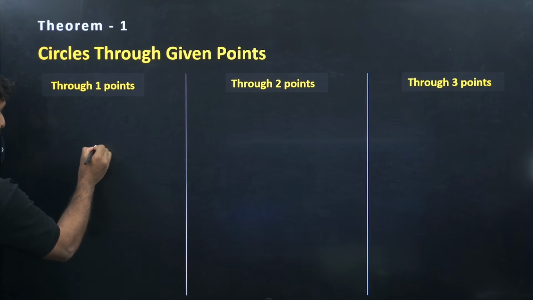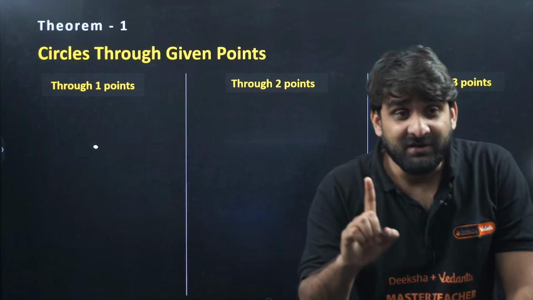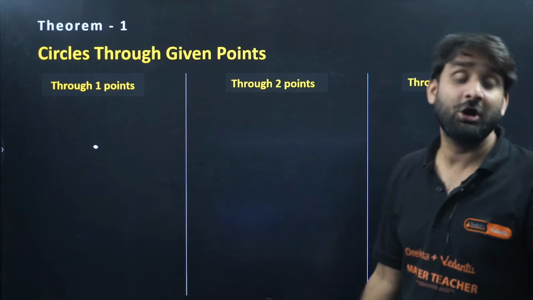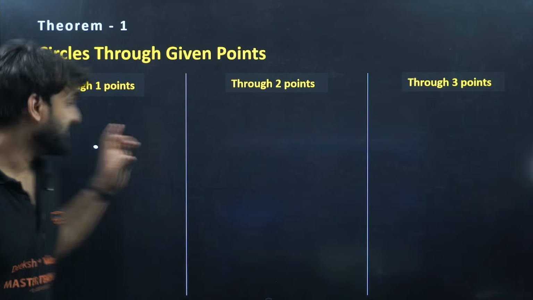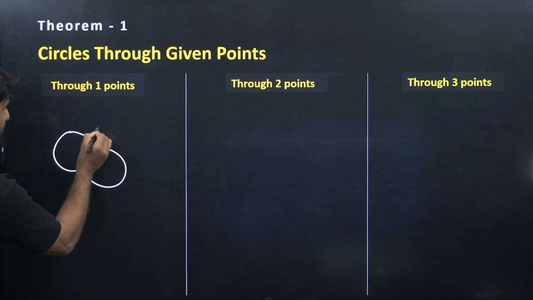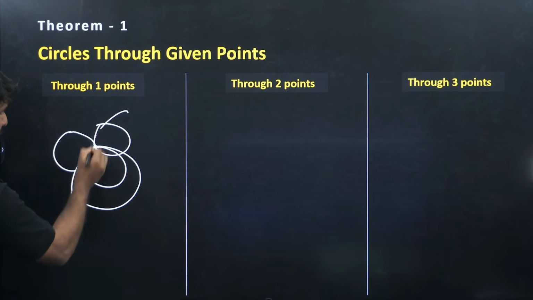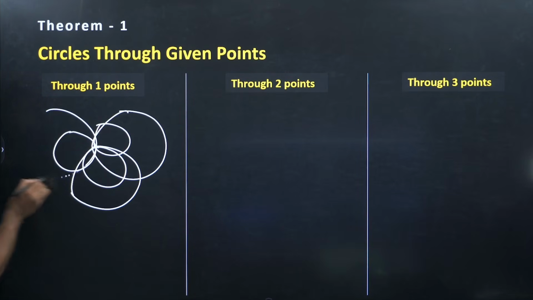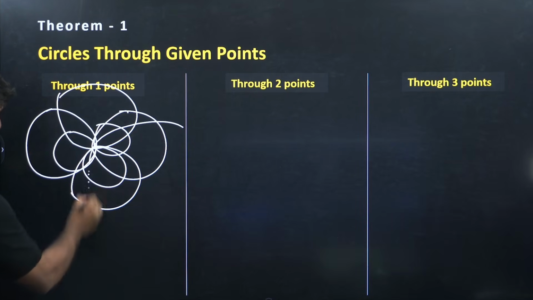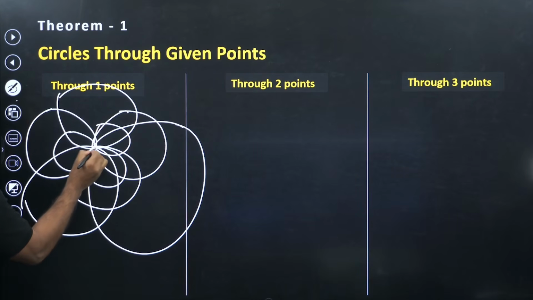So listen, champion, please focus. If we have 1 point here, the white dot, and I ask you how many circles can be drawn passing through this particular point, how many circles can we draw? Let me show you. First circle, second circle, third circle, fourth circle, fifth circle, sixth circle, seventh circle, eighth circle, ninth circle. All the circles are passing through this point.